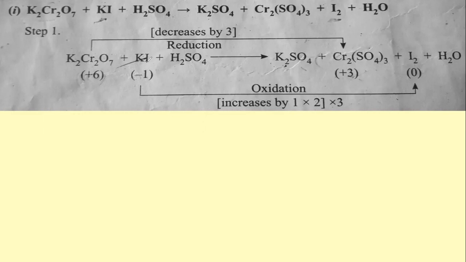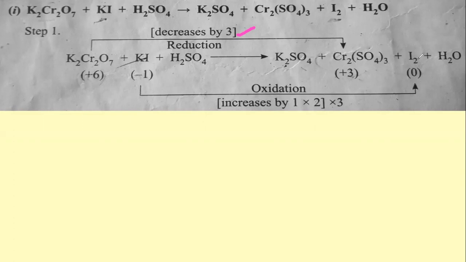See here, when we check for oxidation and reduction, here +6 to +3. What happened? Their oxidation number decreases. So it is said to be a reduction reaction, and this reduction leads to the gain of 3 electrons. And the next step: -1 to 0. So it increases by 1. So it is said to be an oxidation.